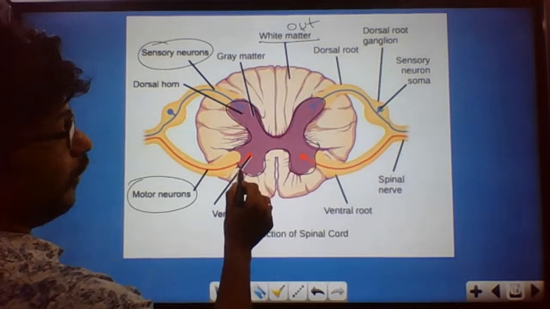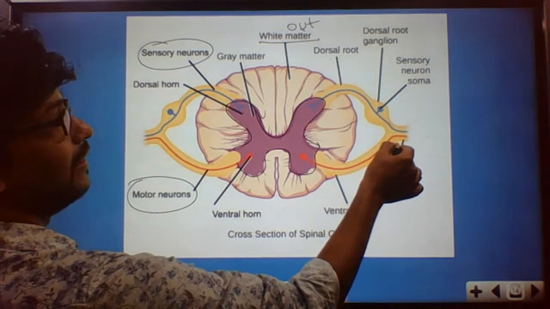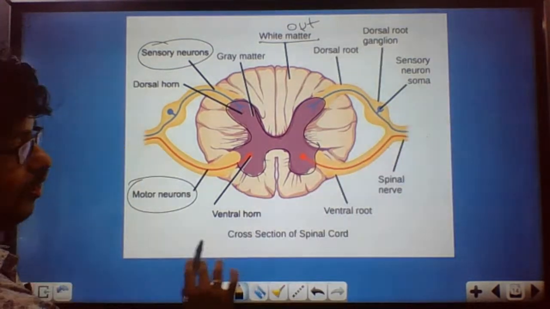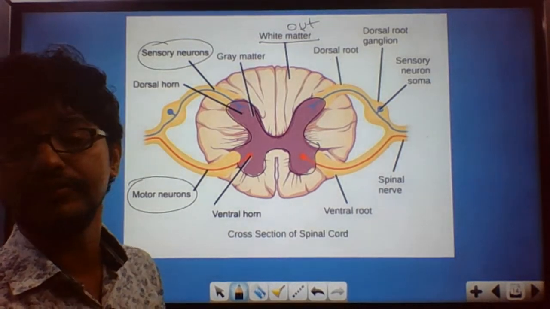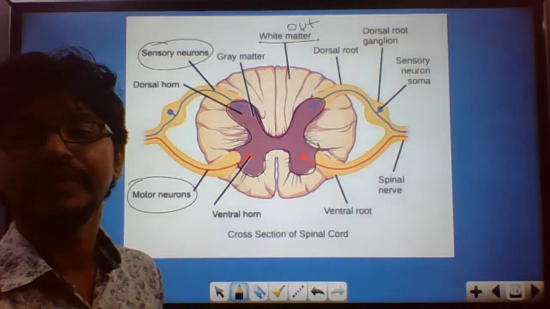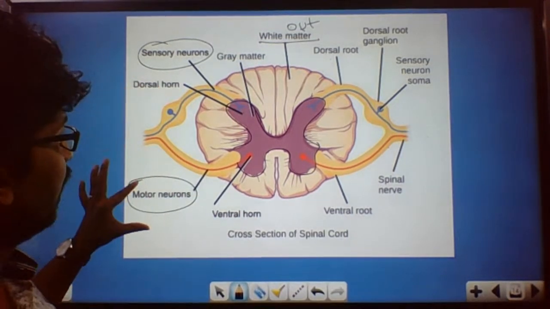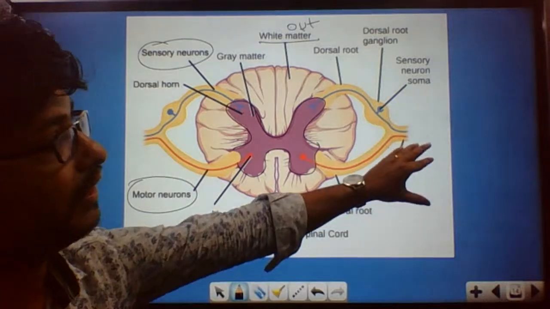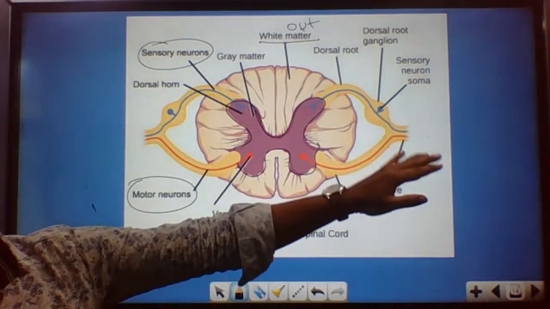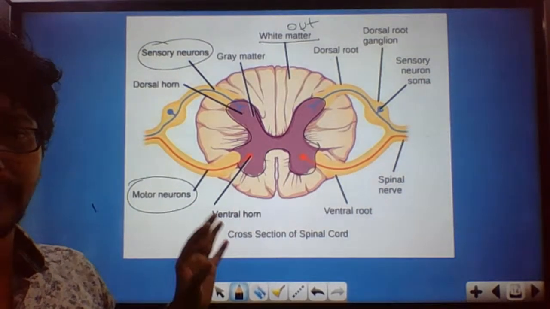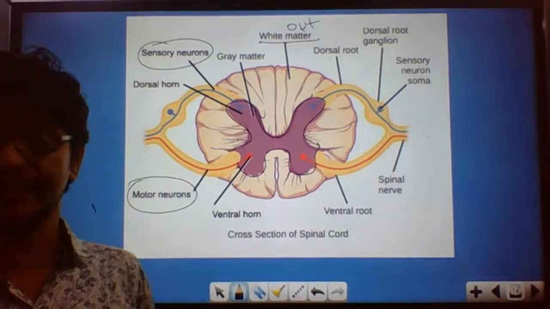So here are the gray matter, white matter, the dorsal root, the ventral root, and this is the spinal nerve. This is the cross section of the spinal cord. This is not a new diagram for you. You've been studying this from lower classes, even by the 6th grade. But you need to understand where the sensory neuron and the motor neuron are, where the sensory neuron soma is in the spinal cord, and how the impulses are transferred and how the reflex action happens. That is why I'm showing this image, just to understand the reflex action.